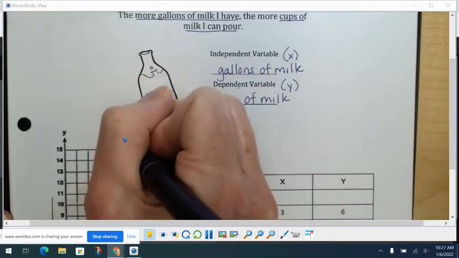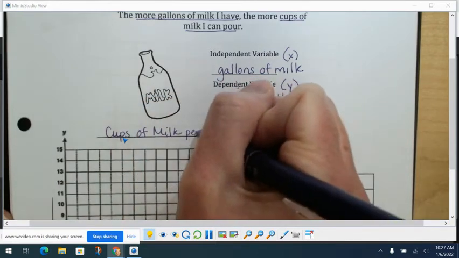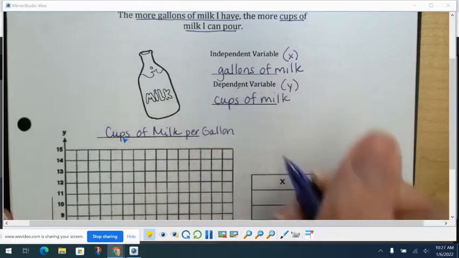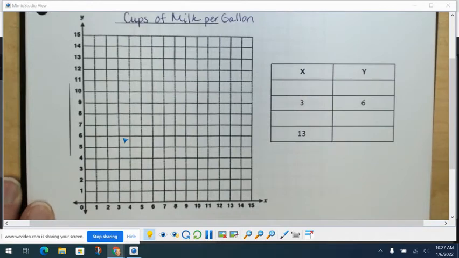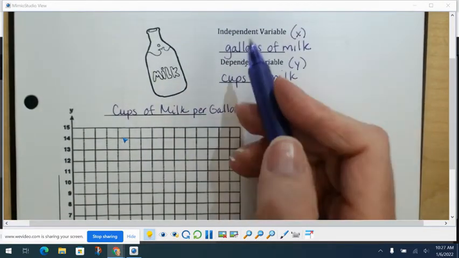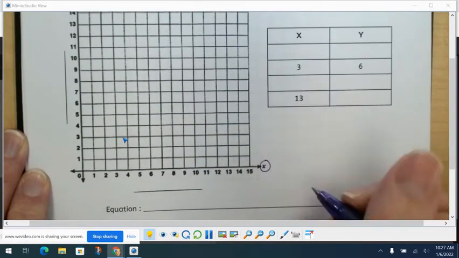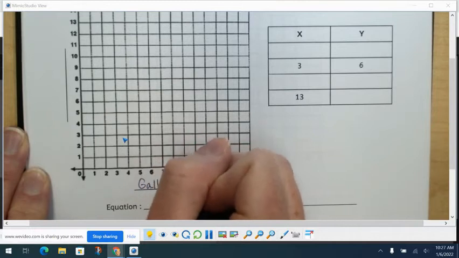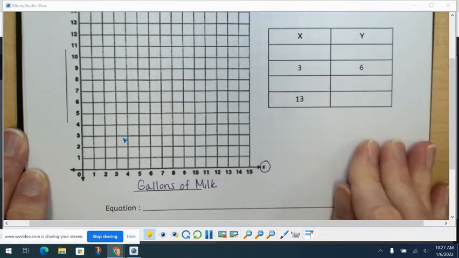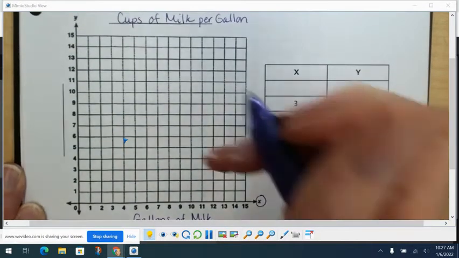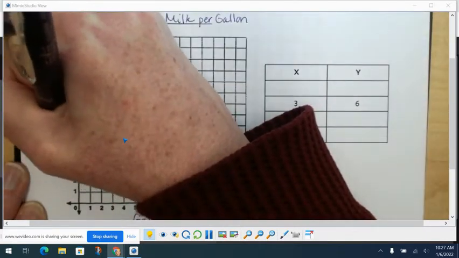We'll title our graph here, cups of milk per gallon. I have a graph and I have a ratio table. We said up here my independent variable, my x, is my gallons of milk. So remember, this is the x-axis, so this will be my gallons of milk. And then this is my y-axis, so that's going to be my cups of milk.